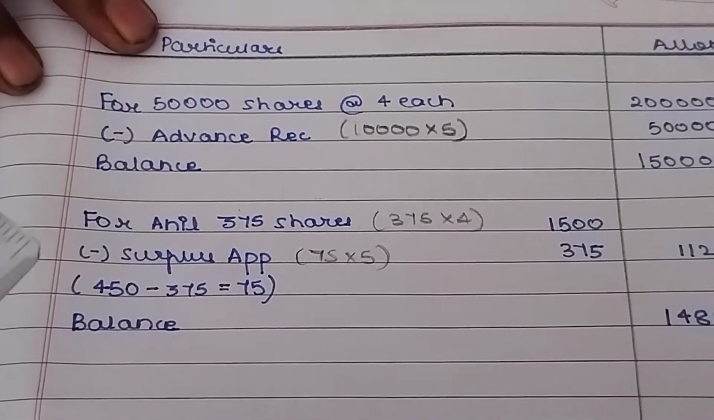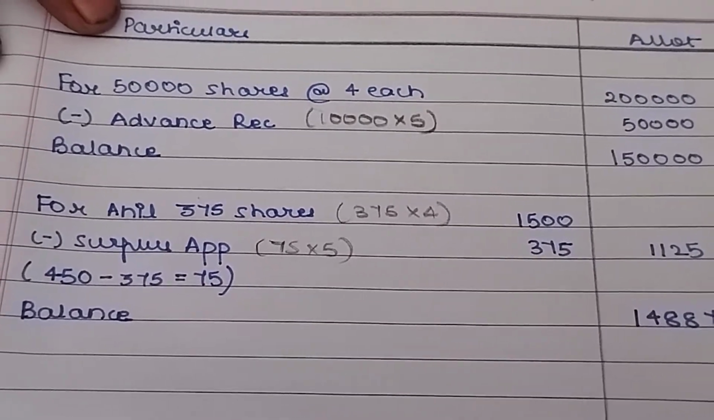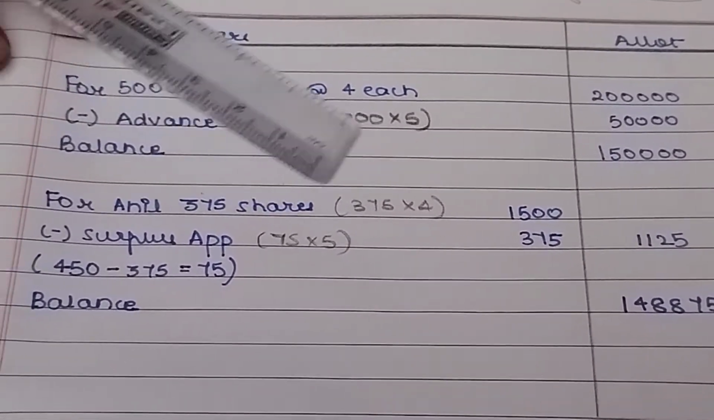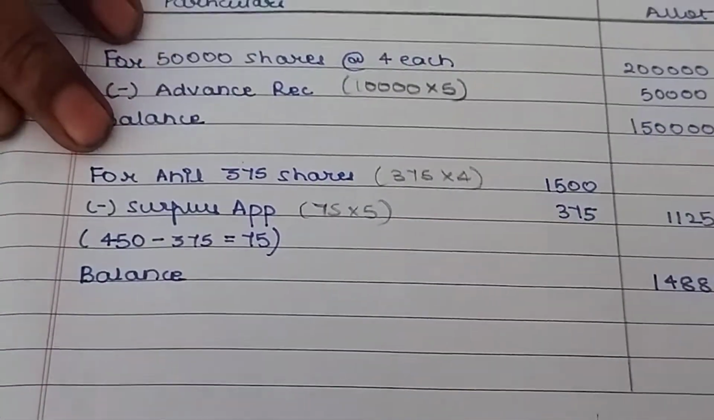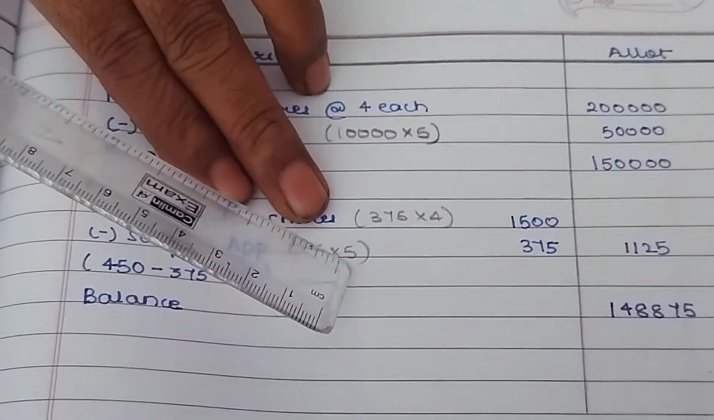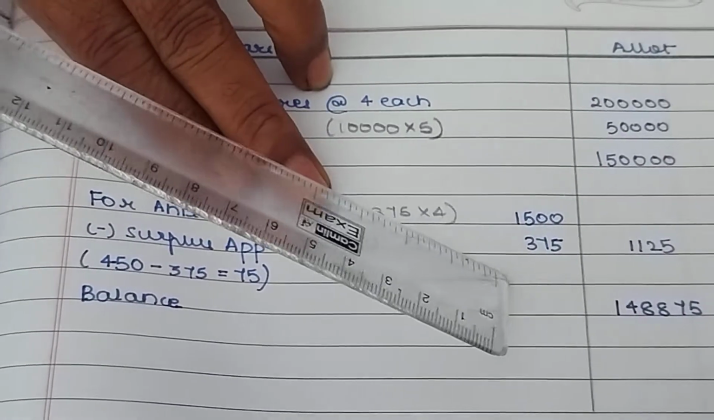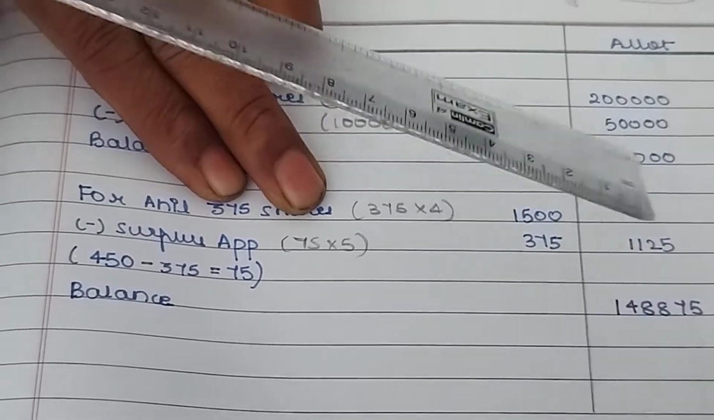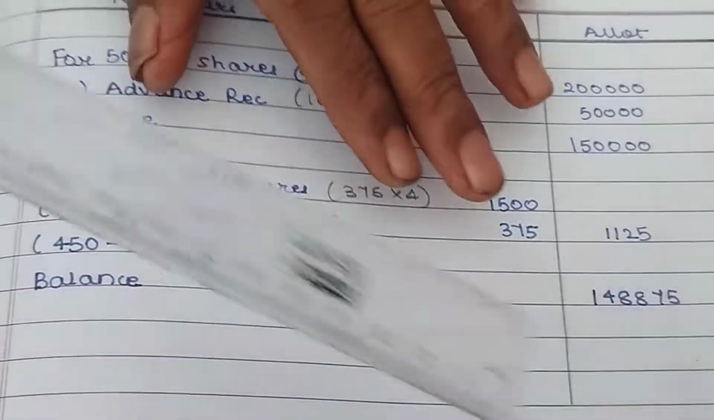Now the amount of surplus application. Anil, who applied for 450 shares, was allotted 375. So 375 into 4, that amount we will find is 1,500, less 75 surplus application, 75 into 5, that amount will be 375, and the balancing amount that could not be recovered, that will be 1,125. The difference between these two is the amount received. How much is that amount received?